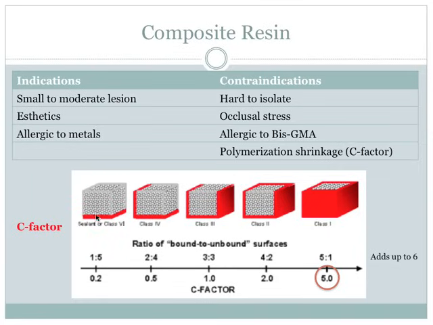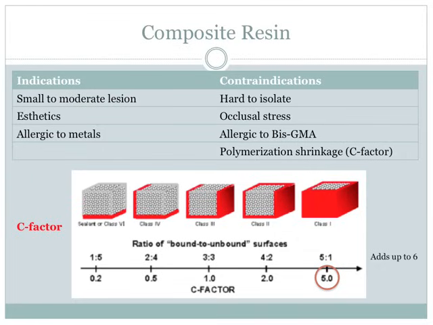And you can also remember it because the class number will basically match up with the number of unbound surfaces. So that's kind of a cool way to remember. Class 2 will have 2, class 3 will have 3, and the only exception is class 6, which will have 5. But the higher your C factor is, so the more surfaces that are being bound to tooth structure, the more you have to worry about polymerization shrinkage.